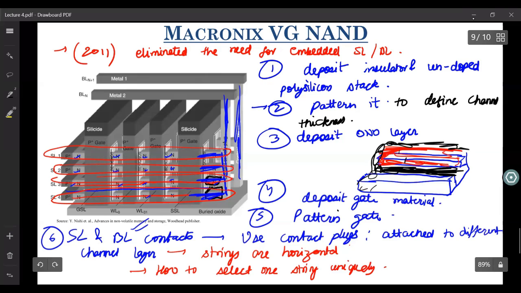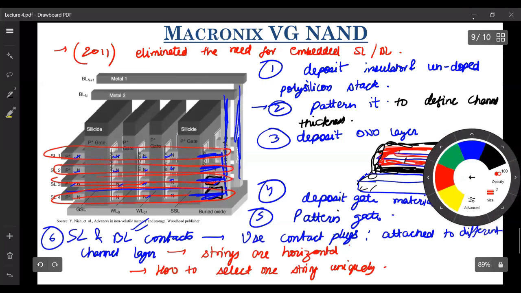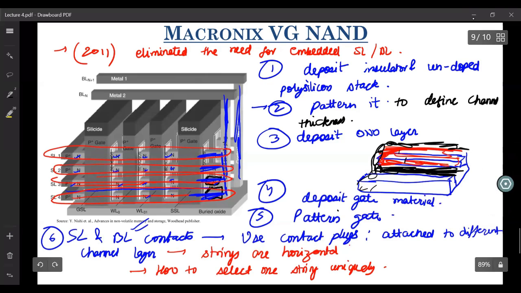And why does this problem arise? Because even your source select transistor gate, let me draw it with a different pen. It's really difficult to explain this. So here your source select transistors are kind of common. They are going to all these pillars at the same time, right? Even your source select transistor gate is common to all the pillars.